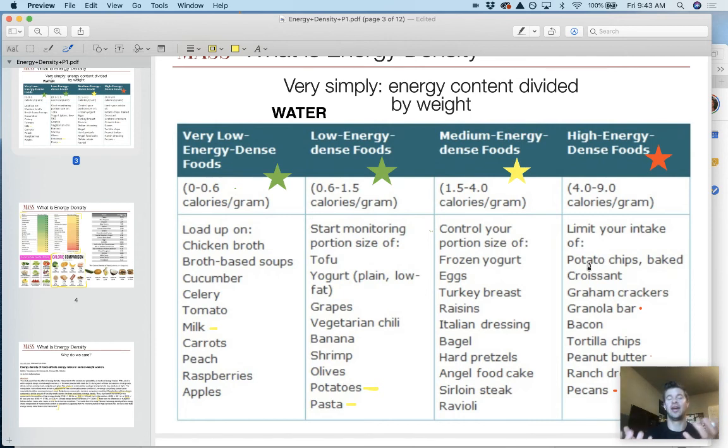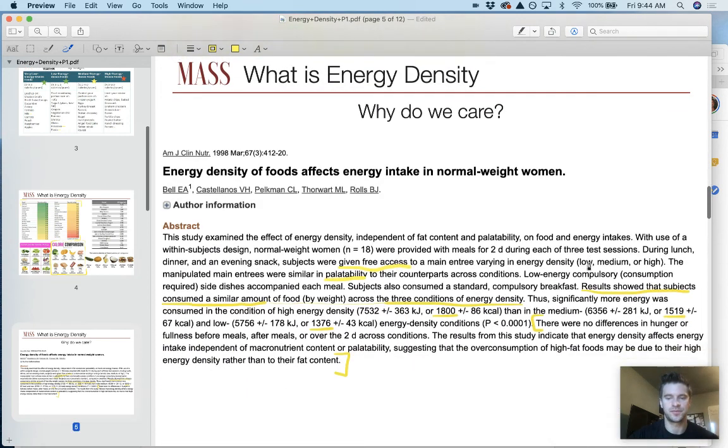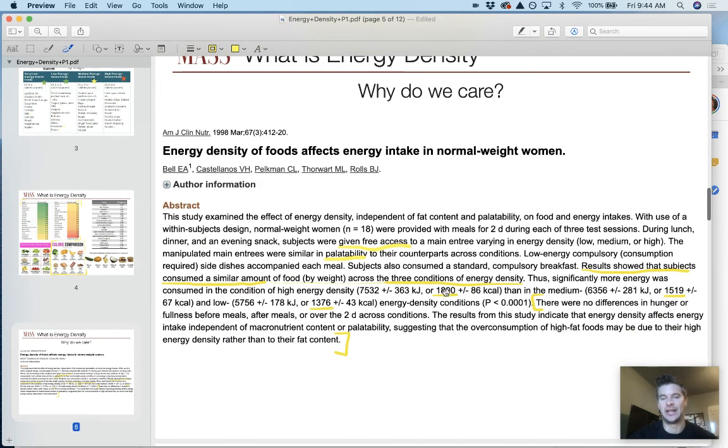But it was shown that regardless of the foods these people were choosing, they were roughly eating, I'm making this up, but about 2 pounds, right? That the weight was the same across the group. So that means the food density of each of those is what caused the actual difference in calorie intake. So what we actually saw here was, again, the high energy dense group was about 1800 calories. The medium was about 1500, and then the low was high 1300s. Let's call that 1400. So there's about a 400 calorie difference.